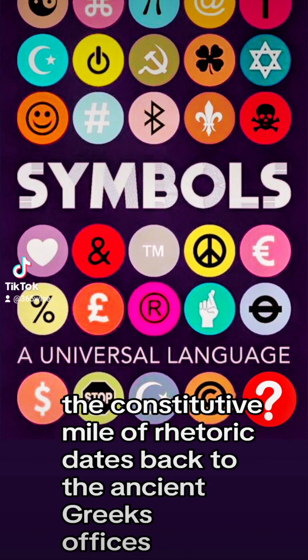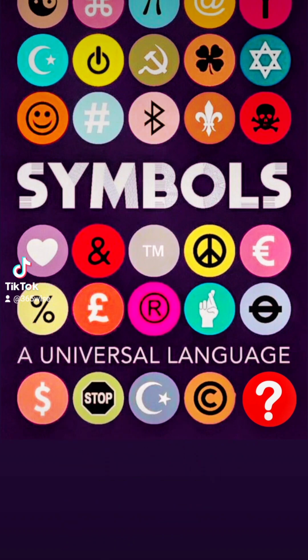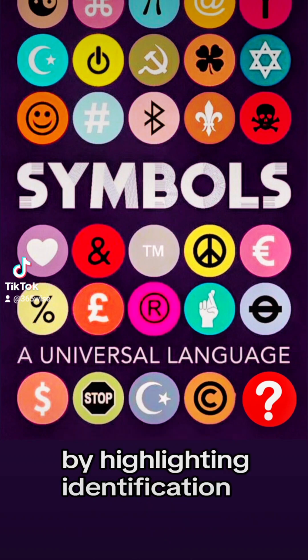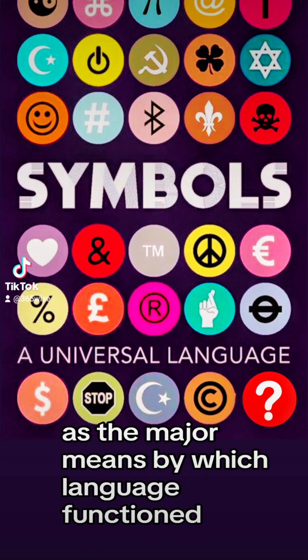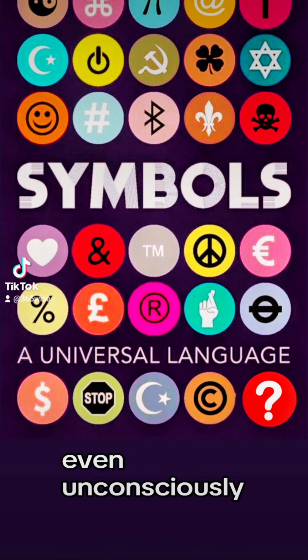The constitutive model of rhetoric dates back to the ancient Greek sophists, with theories that speech moved audiences to action based on a contingent, shared knowledge. Kenneth Burke contributed to the theory of constitutive rhetoric by highlighting identification, rather than persuasion, as the major means by which language functioned. Burke contended that social identity is founded spontaneously, intuitively, even unconsciously.